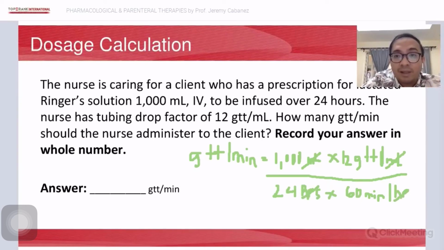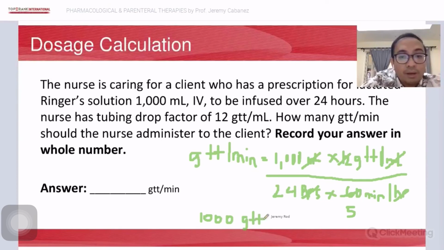Ano pa ang pwede? Divisible ba yung 12 at saka 60? Divisible ba siya? Yes or no? Yes, pwede naman. Divisible siya, diba? So cancel mo yung 12 and 60. 60 divided by 12 equals 5. So, anong makukuha mo ngayon? So, you have 1,000. Anong natira mong unit of measurement? Drops.